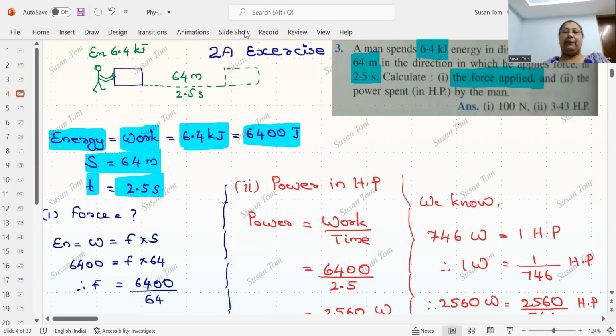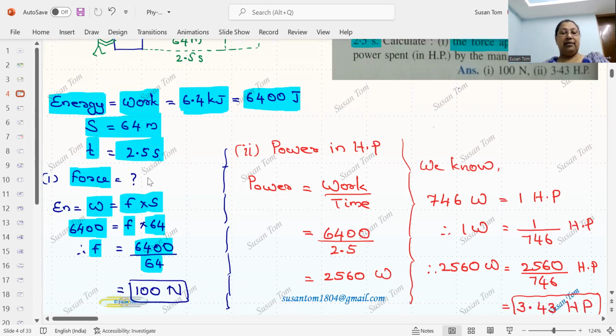So first of all, we are finding the force. Force term is there in the work done expression. Work is equal to F into S. Work done is given 6400 joules. We have converted now 6.4 kilojoules. Then F into the displacement 64. Solve for F. We are getting 6400 by 64, which is equal to 100 Newton. Force is in newtons.